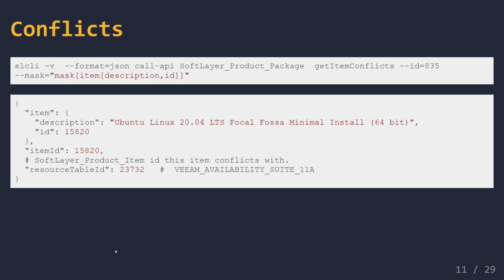And the last thing about packages is we need to talk about conflicts. Some items in a package will conflict with other items. And here's an example of that. We call SoftLayer product package get item conflicts, package 835, and we select the item and the description and the ID properties.